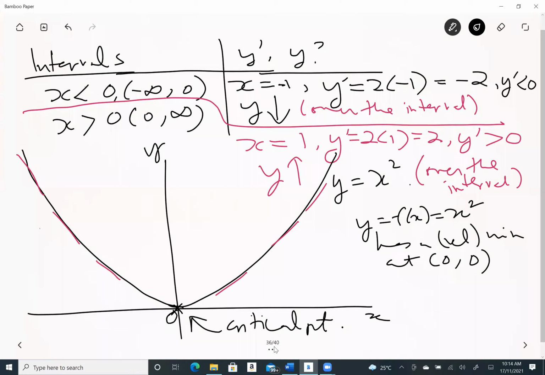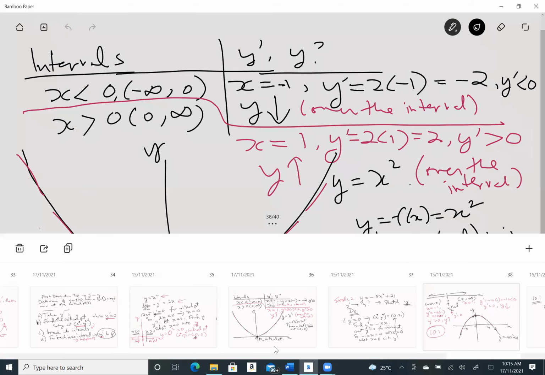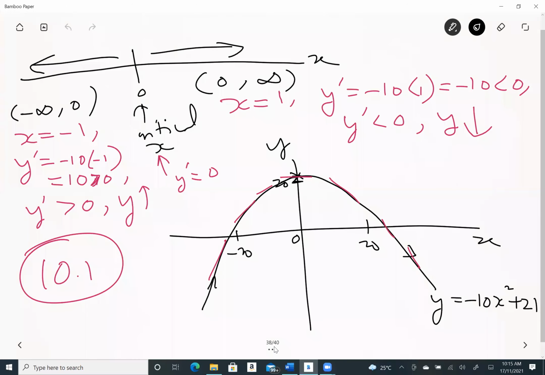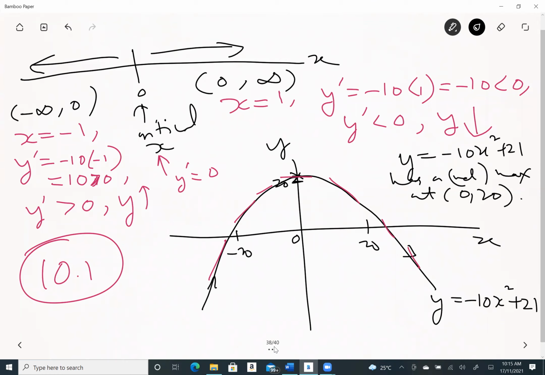So has a relative minimum at 0, 0. And for the other function, y equal to negative 10x squared plus 21 has a relative maximum at 0, 20, because that is the critical point. So that is the first derivative test. Any question?